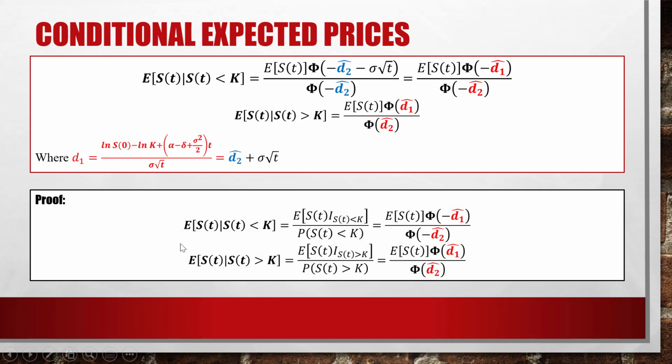And the proof for it is just the expected value of stock price S of t, given that the stock price S of t is less than the strike price k, is equal to the expected value of the stock price when the stock price is less than k, over the probability that the stock price is less than k. And it's just the expected value of S of t times phi of minus d1 hat over phi of minus d2 hat. And similarly for the second expected value.